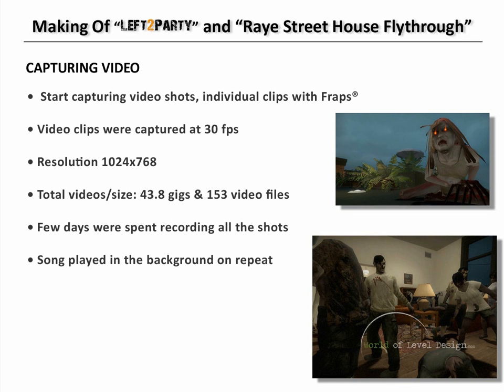During the capturing of the video, I started capturing video shots, individual clips using Fraps. Each video clip was captured at 30 frames per second, and you can set that inside the settings when you're using Fraps. The resolution was 1024 by 768. You can increase this resolution to whatever you want, but I wanted to keep it in this range because the file sizes tend to be very large if you're recording larger than this. And in the end, I ended up with 153 video files that equaled out to 43 gigs.